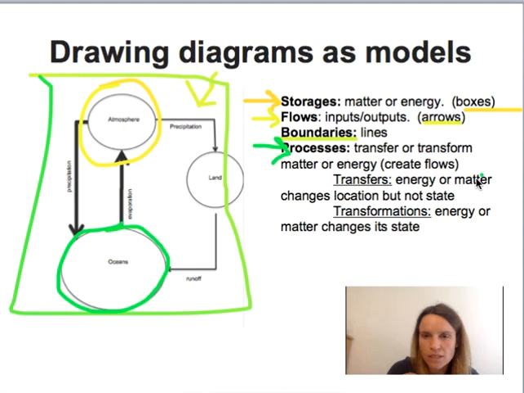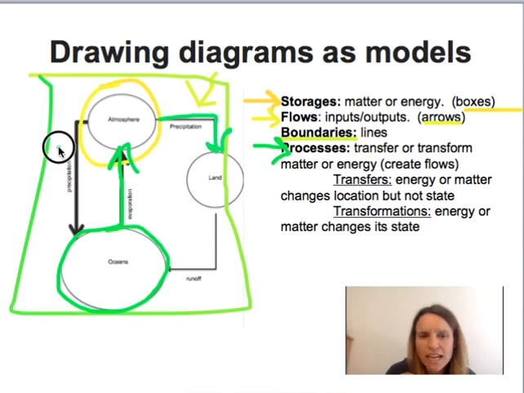and transformations. So a transfer or a transformation is normally represented by an arrow. In a transfer, matter or energy changes location but not state. And in a transformation, energy or matter changes its state. So here we have one example of a transformation, evaporation happening, going from oceans, liquid water in the oceans, to gas in the atmosphere. So there's a transformation as well as a transfer happening at that point. There are also some places where just transfers are happening, like precipitation, water falling out of the sky to the land.